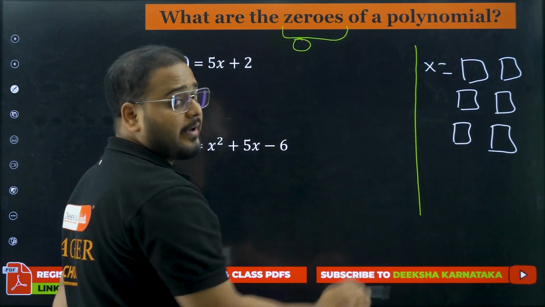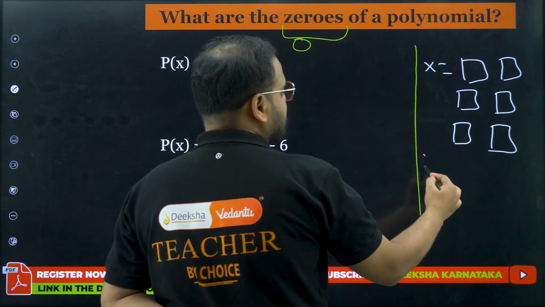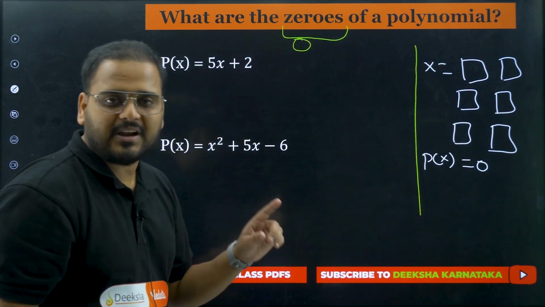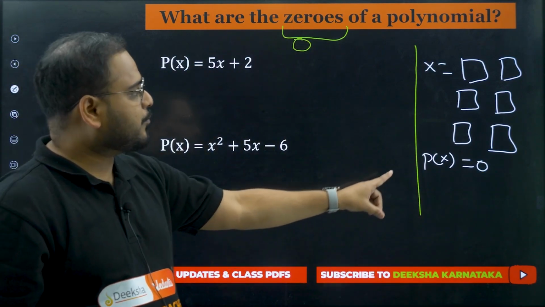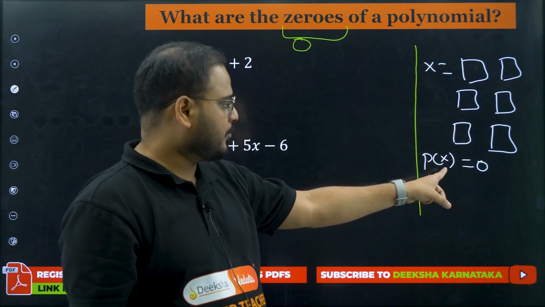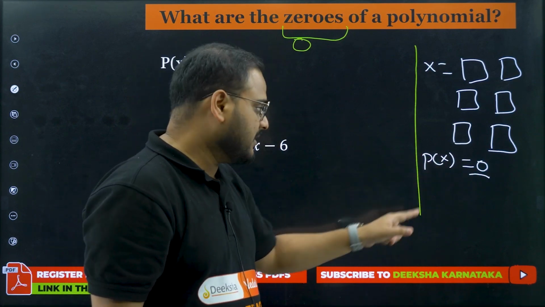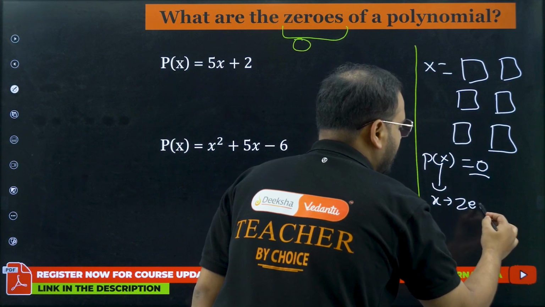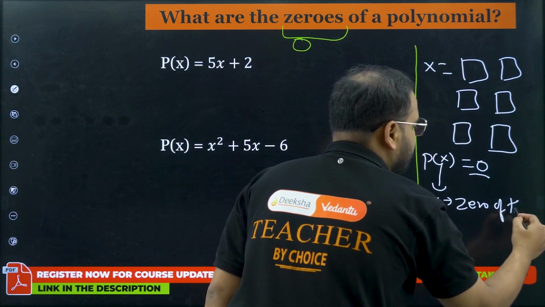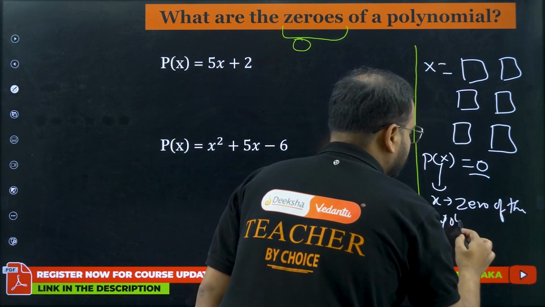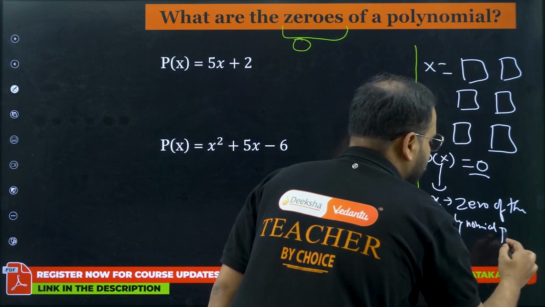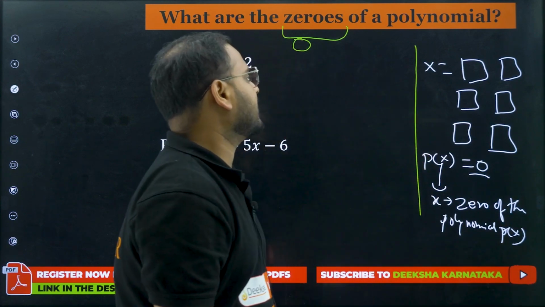But for what values of x will my polynomial p(x) become equal to 0? Means we were finding the value of the polynomial, right? So if I put a value of x in the polynomial, and the answer is 0, then this value of x will be called a zero of the polynomial p(x).